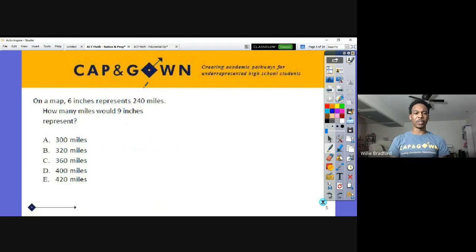This one's also not too bad. On a map, 6 inches represents 240 miles. How many miles would 9 inches represent? All right, so let's put my inches here and my miles here. So my inches, I have 6 inches, which represents 240 miles.